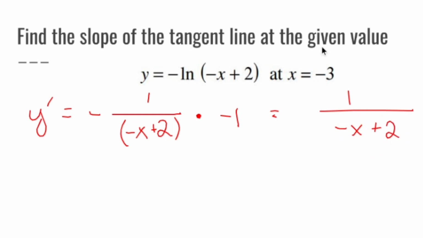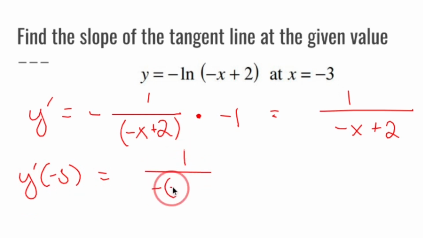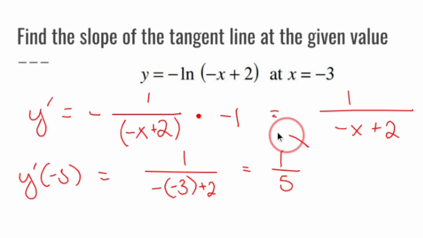Now to find the slope of the tangent line at x equals -3 requires me to find y prime of -3. So y prime of -3 is 1 over -(-3) plus 2, which is 1 over 5. That's my answer. Slope of the tangent line means take the derivative.